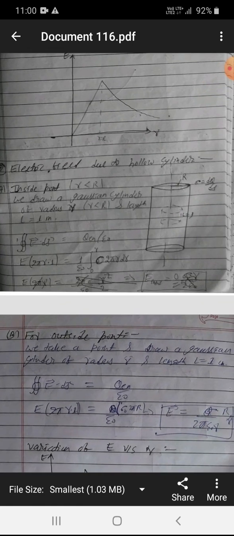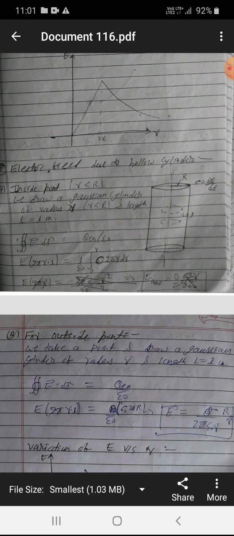Like we did, we are going in the same way as we went for the sphere. There also we calculated first for the sphere and then for the spherical shell. Here we have calculated for the solid cylinder, and now we are going to calculate for the hollow cylinder. So first we will calculate at an inside point.